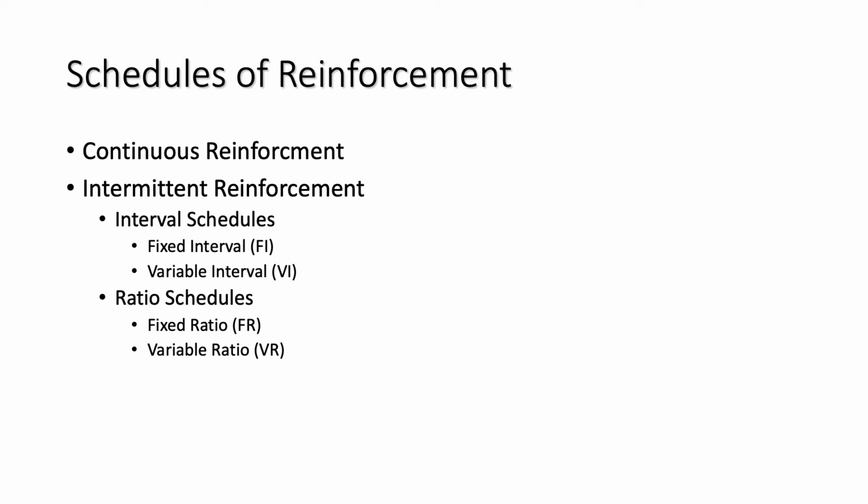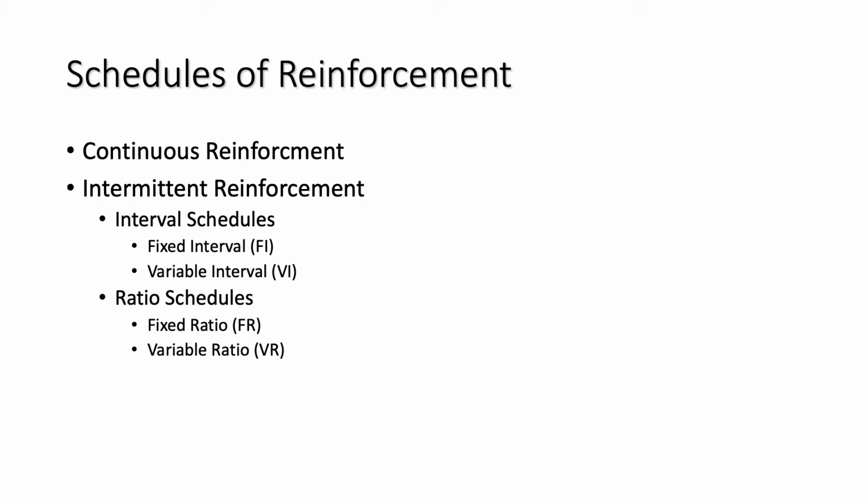Now, the pattern of behavior that you get through operant conditioning depends very much on how reinforcement is delivered. And we call the way you deliver reinforcement the schedule of reinforcement. Continuous reinforcement is when you deliver a reinforcer each and every time the behavior occurs. Very few things in life are on a continuous reinforcement schedule. Most things are on what we call an intermittent reinforcement schedule, where reward is only delivered some of the time.